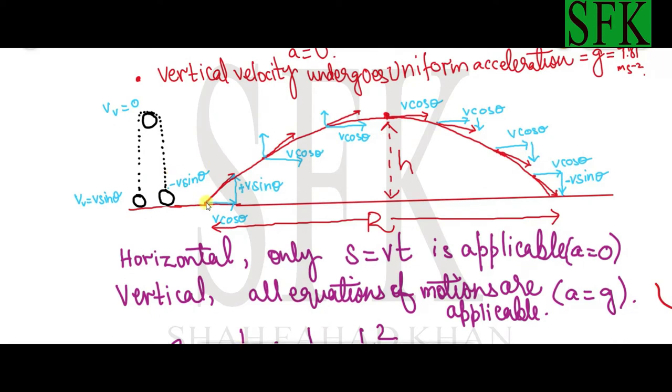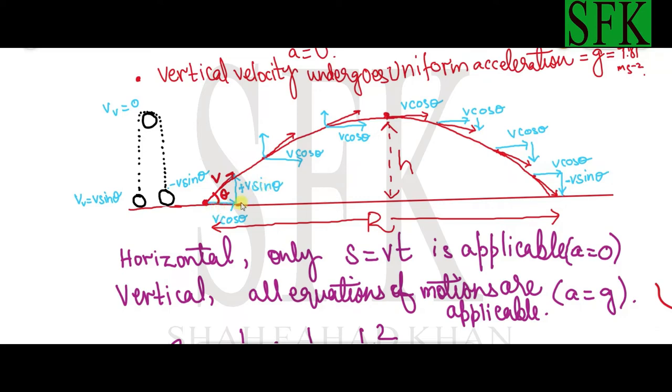Over here I have a ball. I throw it with a velocity v at an angle theta. This is the angle theta. So now this velocity will split into two components, the horizontal component and the vertical component. The horizontal component is right adjacent to the angle theta, v cos theta, while the vertical component is right opposite to the angle theta, v sin theta.